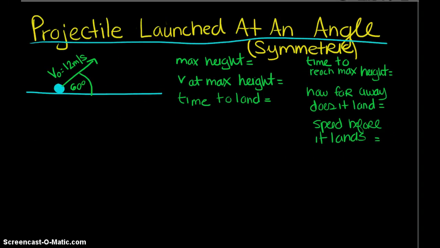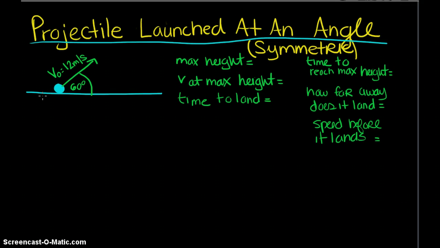Hey everyone. So the last couple of videos we've looked at, we've had a projectile that was launched completely horizontally. And now I think it's about time that we tackle projectiles that are launched at an angle. So for this particular problem, imagine you have a ball, like a soccer ball, that gets kicked up at an angle. So let's say this angle is 60 degrees to the horizontal, and the initial velocity of the ball is 12 meters per second as a result of this kick.